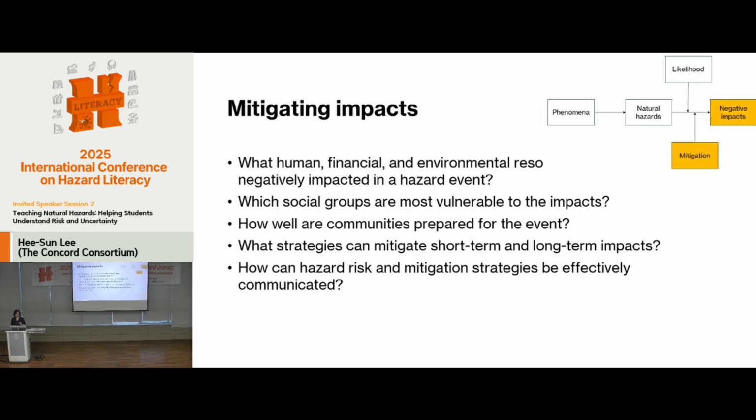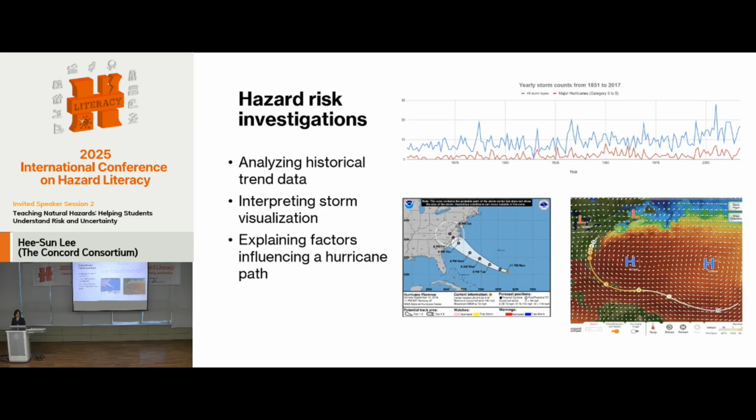So that's the part that we want to do. And then we also put mitigation and negative impacts together. So we also talked about what human, financial, environmental resources can be negatively impacted in a hazard event, which social groups are most vulnerable, how well communities are prepared, and what strategies can mitigate short-term and long-term impacts, and how can hazard risk and mitigation strategies be effectively communicated. So all those things are the concerns that we had before we designed the curriculum.